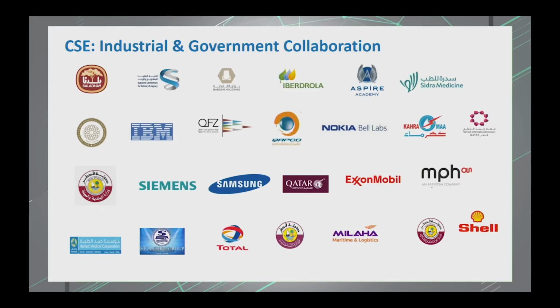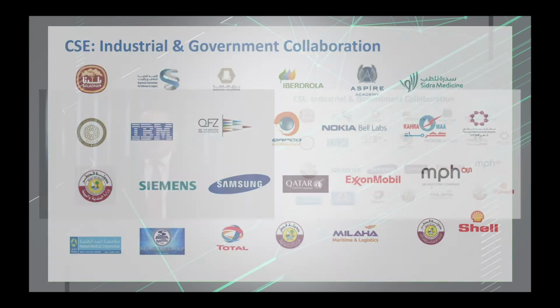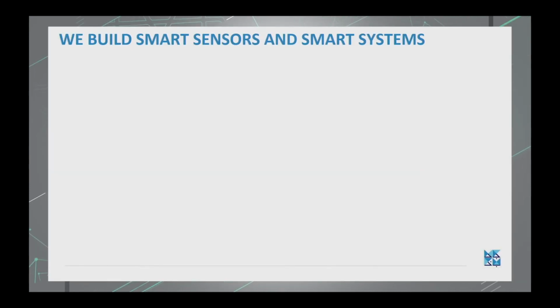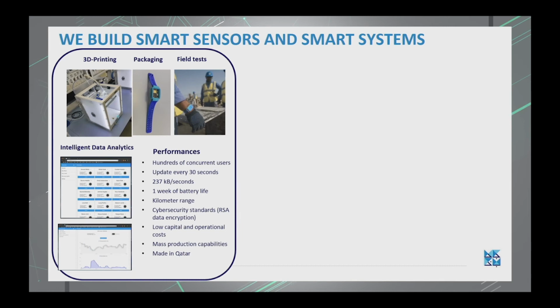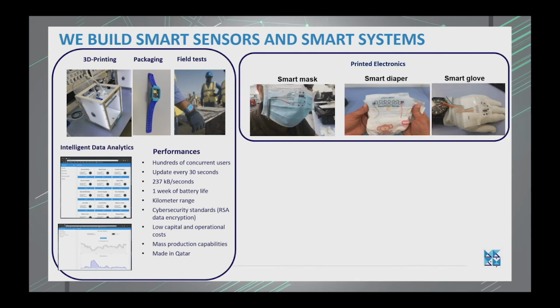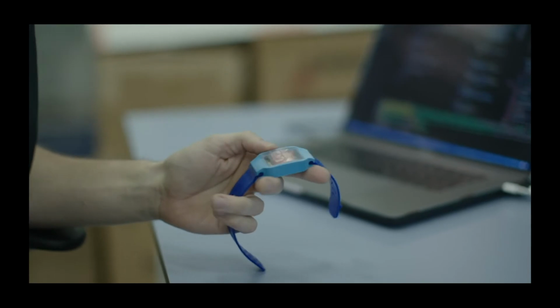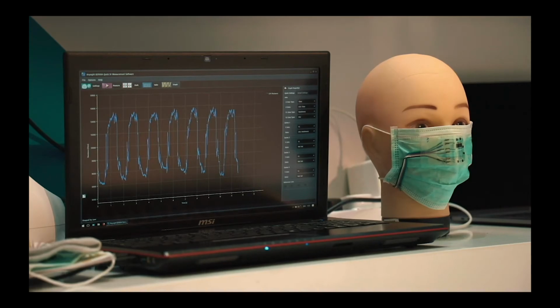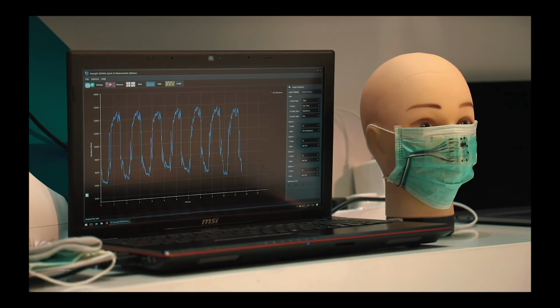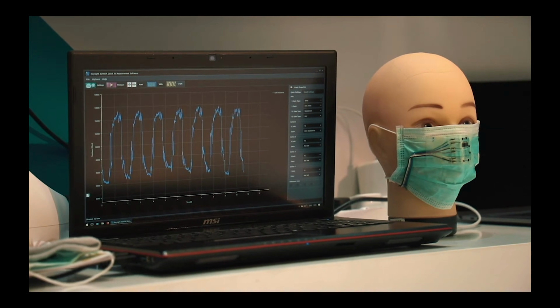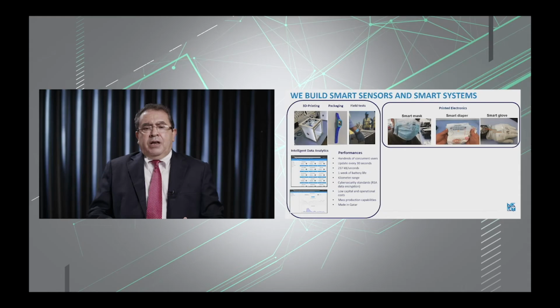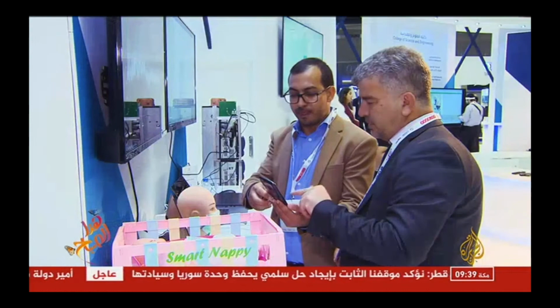The College of Science and Engineering collaborates with a lot of industry and ministries within Qatar and even outside. There are too many to go through one by one. Basically, what we do at the college in terms of research and development, we build smart sensors and smart systems. For example, we have built smart watches for the construction workers in Qatar. We are building smart masks for COVID-19 and other types of diseases. We are designing smart gloves in the oil and gas industry and so forth.